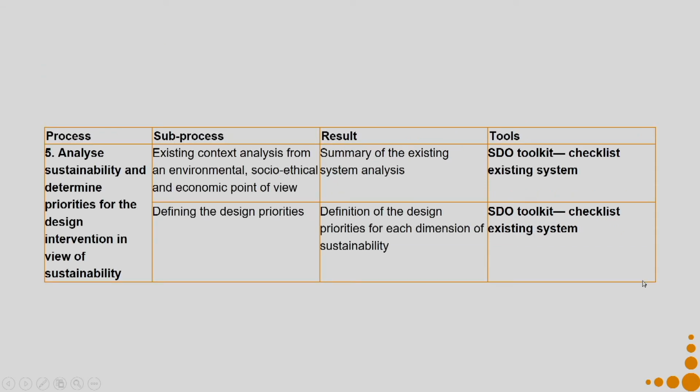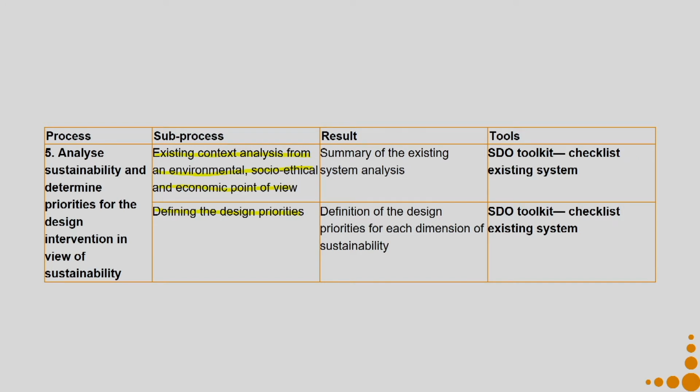This process says: analyze sustainability and determine priorities for the design intervention in view of sustainability. How do we do this? Do an existing context analysis from an environmental, socio-ethical and economic point of view and define the design priorities. This is of the existing. Why do I do it after going through the cases of excellence? Because it helps me in understanding what makes a case of excellence, and then I can do this process a little better. You can also do this process 5 before process 4.